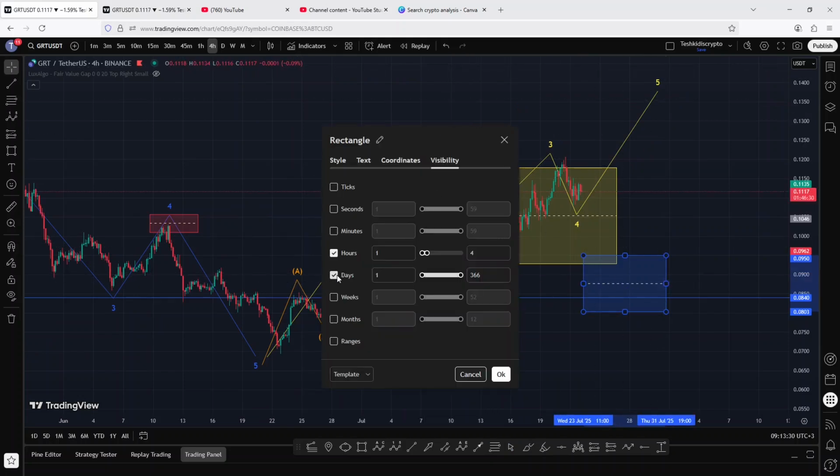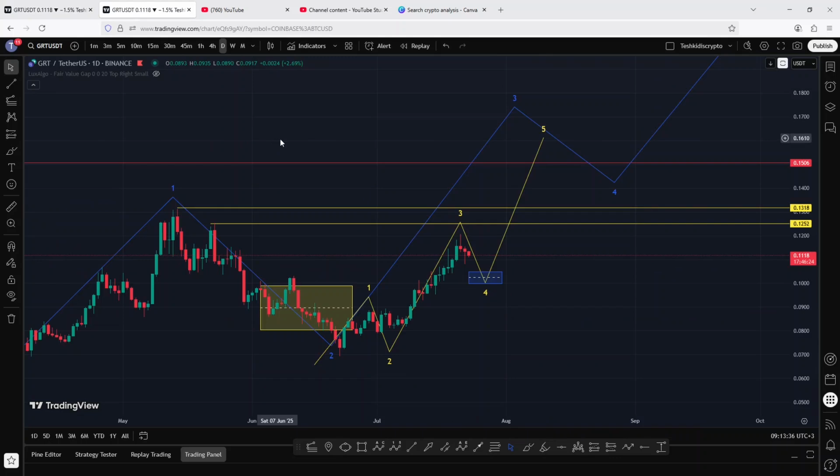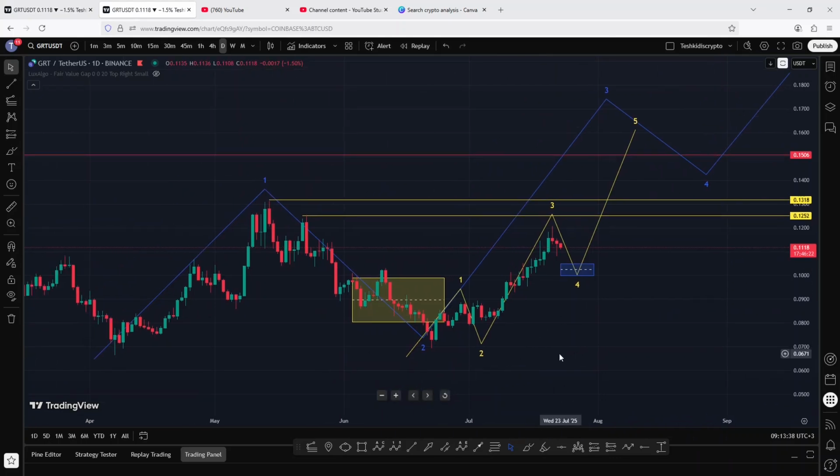So that is all that I expect here on the GRT chart, in the short term and also in the long term. And let us be patient and see how that plays out, and I will ensure you stay up to date.